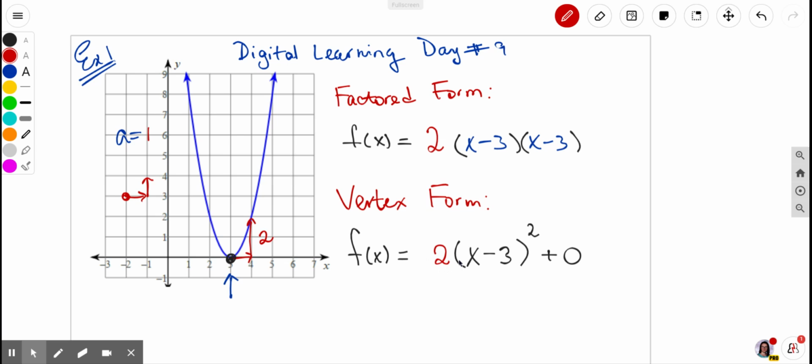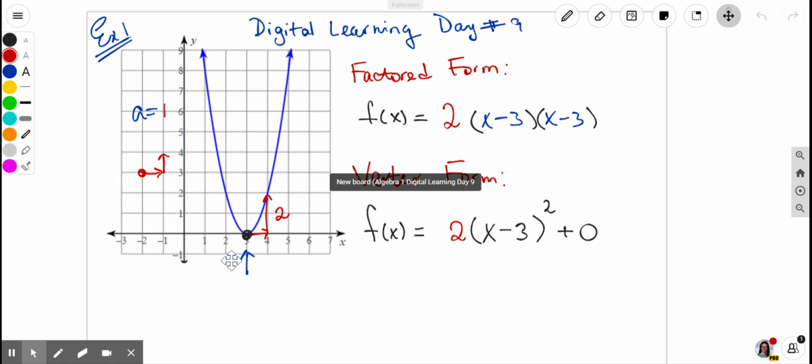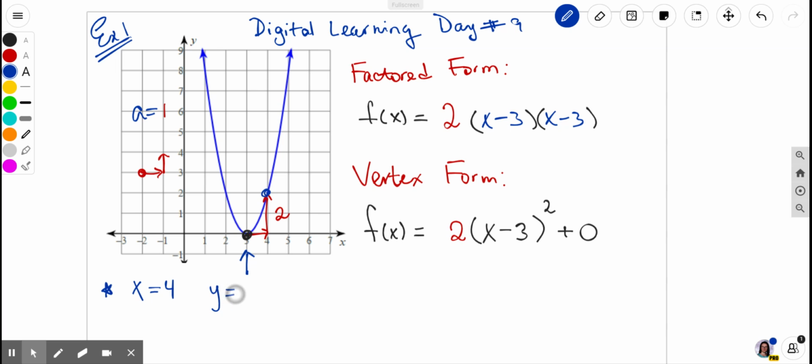So in this example, I showed you how to get the a value from the graph. I also wanted to show you how you can do it from an algebraic perspective. What you can choose to do, this is just another option, is pick a point on your graph. Let's say I pick this point, and this is saying when x is 4, y has to be 2.